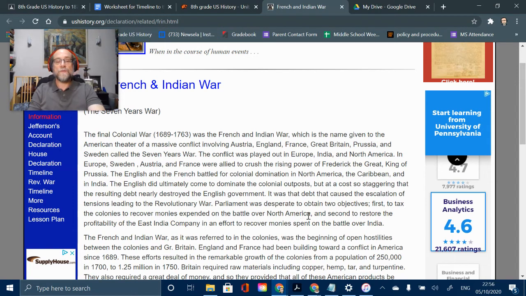Parliament was desperate to obtain two objectives. First, to tax the colonies to recover monies expended on the battle over North America, and second, to restore the profitability of the East India Company in an effort to recover money spent in the battle over India. Okay, so what can we say about this?